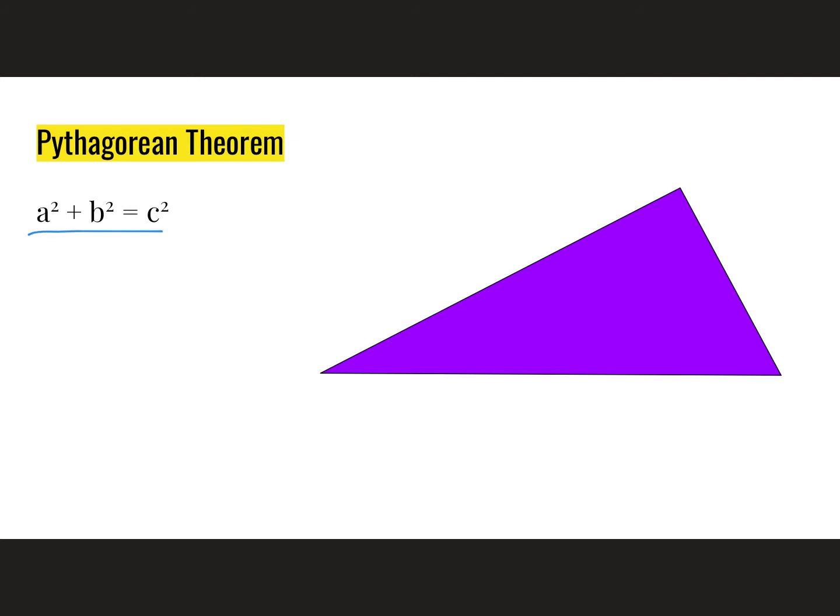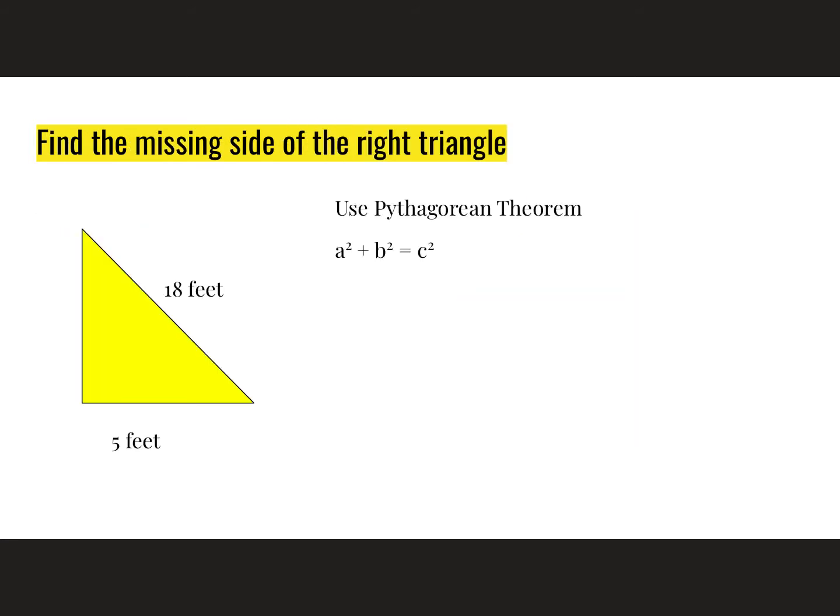Your Pythagorean Theorem: a squared plus b squared equals c squared. C is always the side across from the right angle. A and B are sort of interchangeable. It doesn't matter which one's which. So let's look at using the Pythagorean theorem to solve this.